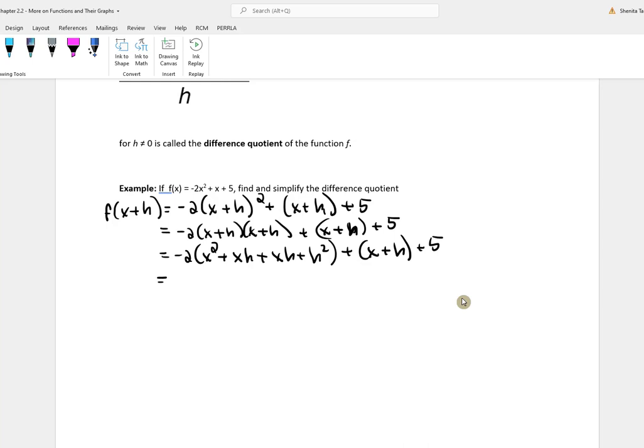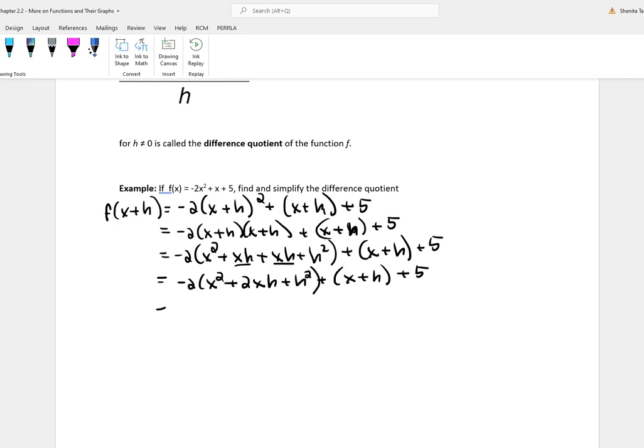Now I'm going to go ahead and combine this. The only like terms we have in here are xh and xh. So this would be 2xh. You just add them together. And then you bring the rest of this down, the x squared and the h squared. Here we go.